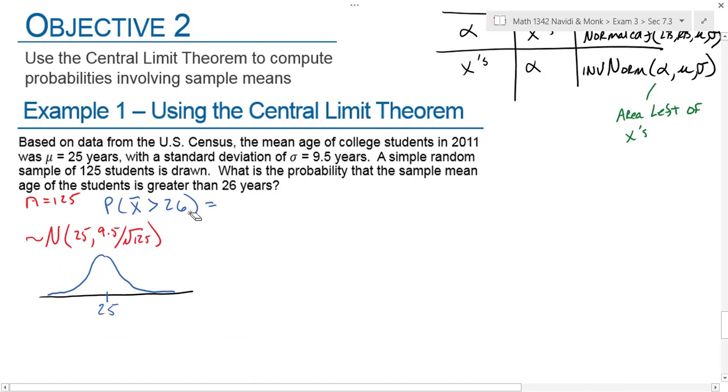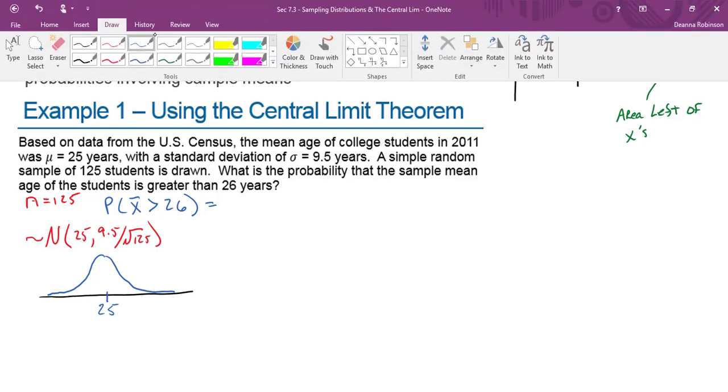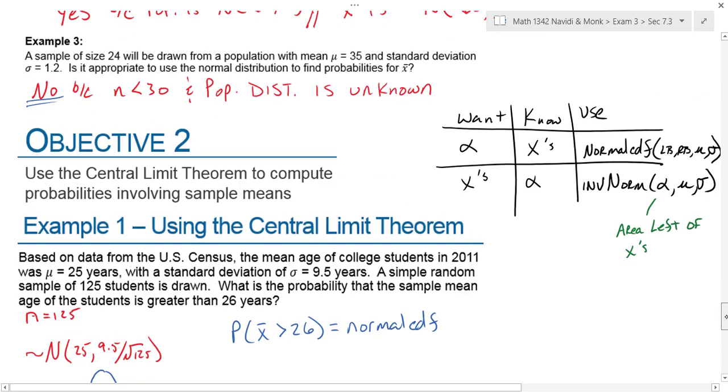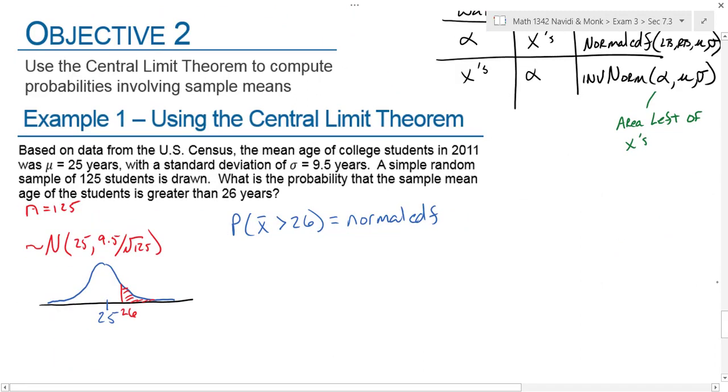And I want to know what's the probability that x bar is greater than 26. So 26 is going to be to the right of the mean. So I'm going to shade everything to the right. So do you see now how I'm going to find my left bound and right bound? So now I can find the probability that x bar is greater than 26 using the normal CDF, and I use the normal CDF because I know the x's and I want the area, which corresponds to the probability.